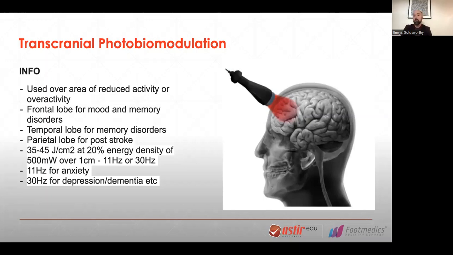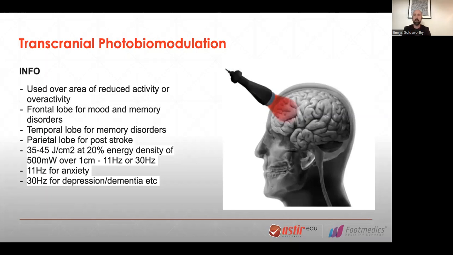The cerebellum is the center, or at least partly the center, for balance and equilibrium, and that area can be irradiated as well. So nearly always we're applying 35 to 45 joules per centimeter squared. Energy density depends upon your laser. You can still use a 500 milliwatt laser, but I would use it more at 100 milliwatts, maybe 200 milliwatts. And you're using different frequencies. So 10 or 11 hertz, 11 is good, and 30 hertz.